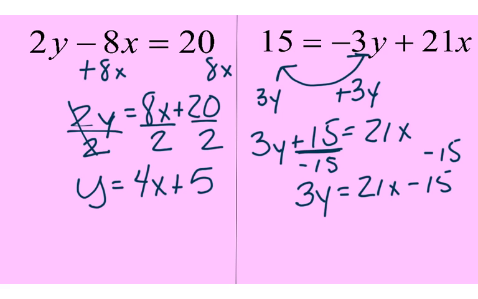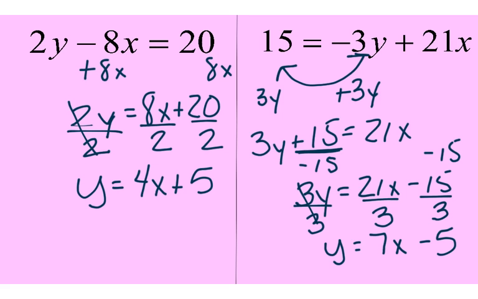I don't want 3y, I want y. So I divide by 3. Everything divided by 3. And now I have y equals 7x minus 5. That's slope-intercept form. Was it complicated?